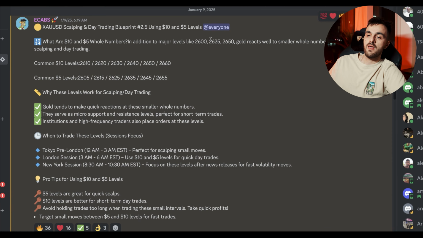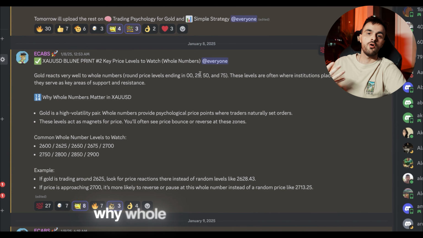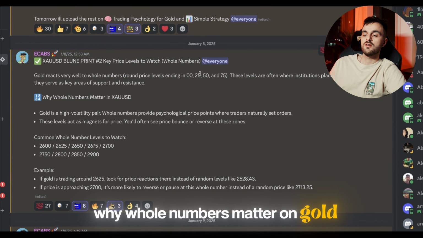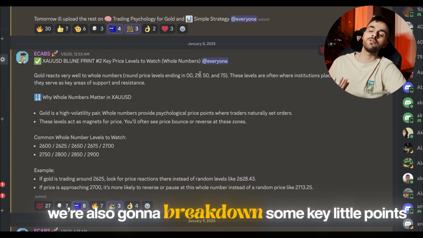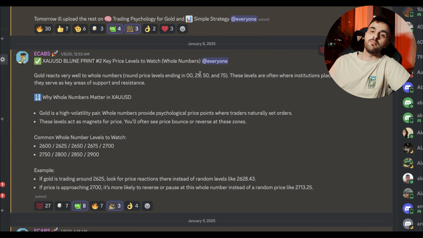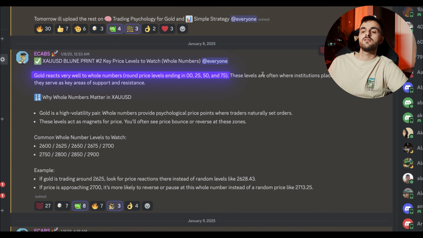As you see here in Discord, I have some blueprints that talk about why whole numbers matter on gold. So in this video, we're also gonna break down some key little points on why whole numbers are important. As it says in the blueprint, gold reacts very well to whole numbers, round price levels ending in 0, 25, 50, and 75. These levels are often where institutions place their orders, and they pretty much serve as key support and resistance areas. So it's one of the reasons why they matter.